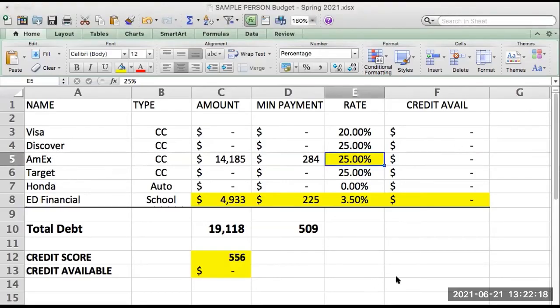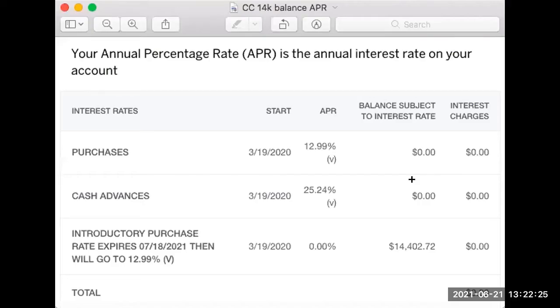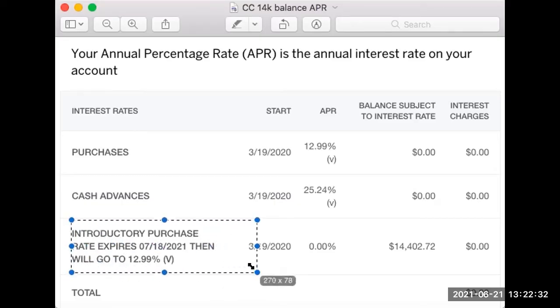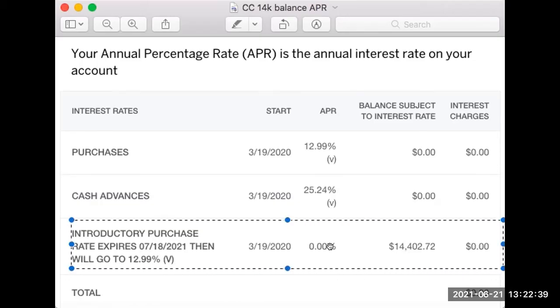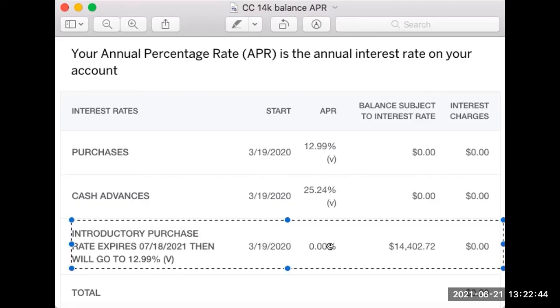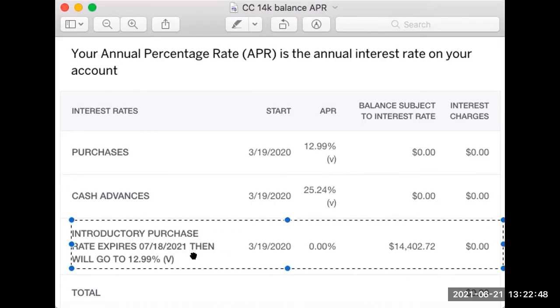We're going to look at this. And where is that? There we go. So this is that same card. Now this currently introductory purchase rate expires. So it's currently at 0%. So there is no interest being charged on this balance of 14,000 and change that's owed. You can see here, July 18th, next month, it goes to 13%.